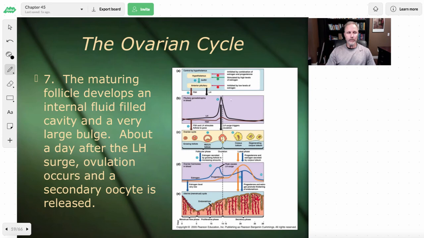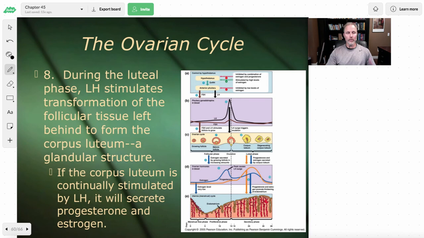Okay, so this large bulge that is forming, and we can find it right in here, as this thing is beginning to mature, eventually it's going to be released with this LH surge. And you can see shortly after that LH surge occurs, that's where you get the release of this egg, and that's, of course, the secondary oocyte we talked about in the last segment, where it's now frozen in metaphase 2 of meiosis 2, and it's waiting for fertilization to occur.